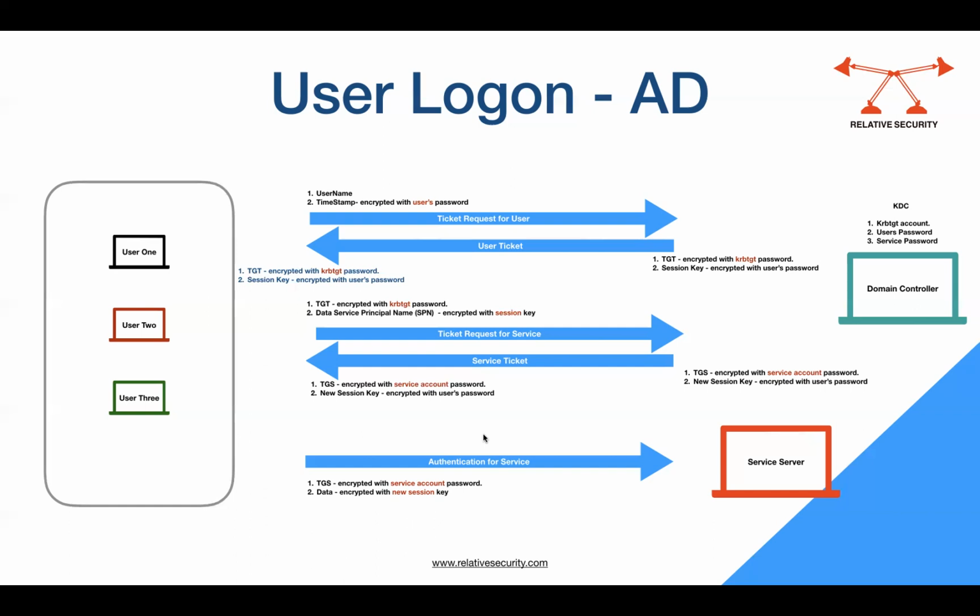Now remember, this new session key is already present in the TGS as well, which is encrypted by the service account's password. Once this data reaches the service server, it will decrypt the TGS using its own long-term key, which it already knows, and it will take out the new session key from within the TGS. And now it will use that new session key that it extracted from the TGS to decrypt the data request that the user has sent.